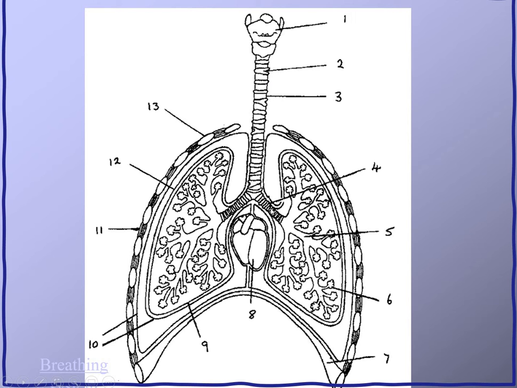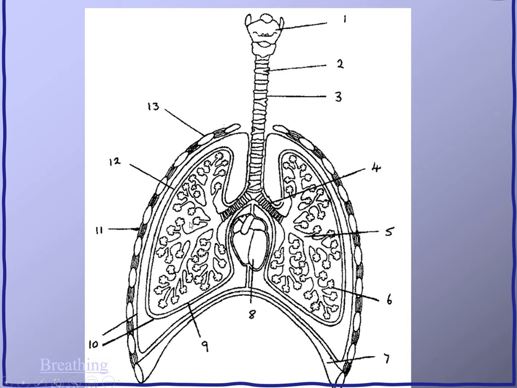You've got the trachea, that then divides into two bronchi. The bronchi then further divide into even smaller bronchioles, and then these bronchioles will end in tiny little air sacs called alveoli, which is the site of gas exchange. And then you've also got here the diaphragm. You've got the heart.